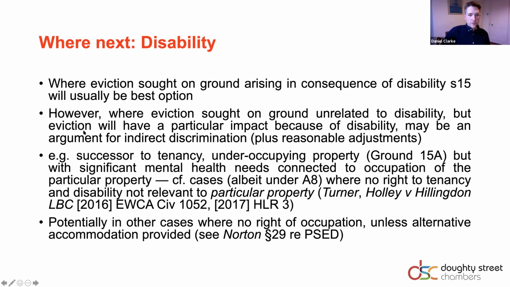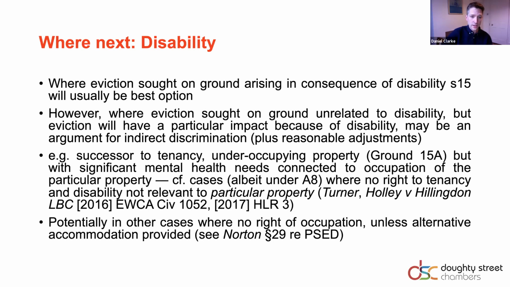However, where eviction is sought on a ground that's not directly related to disability in a causal sense, but eviction will have a particular impact because of the disability, I suggest that there might, in the right circumstances, be an argument for indirect discrimination, together perhaps with reasonable adjustments. And I should stress that I think it's important, particularly in the absence of authority, that these cases are very carefully run. I certainly wouldn't advocate indirect discrimination being thrown into defences as a matter of course. It will only really be in certain cases where it's appropriate.